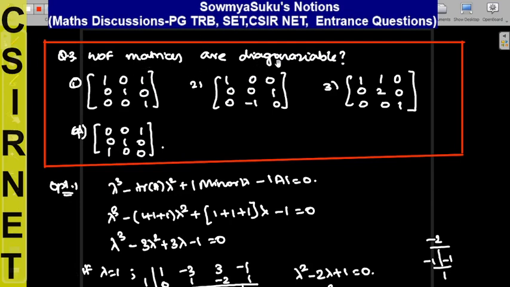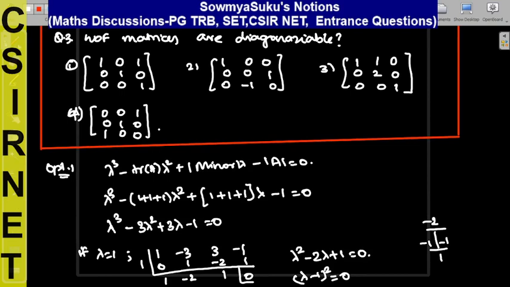Which of the following matrices are diagonalizable? Here it is given. So we know that if the eigenvalues are distinct, then we can say that the matrix is diagonalizable. Not only that, together with this you have to check that the algebraic multiplicity is equal to the geometric multiplicity. And one condition you have to remember is that not all upper triangular matrices are diagonalizable. Okay, that also you have to see.